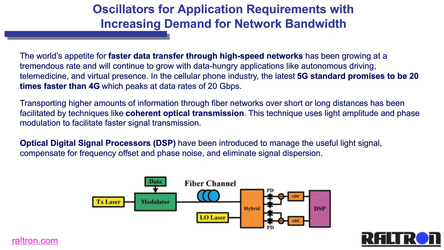Coherent optical transmission is being made possible by the use of optical digital signal processors. So what is happening when you transmit more information with higher speed through lines, you have more noise, you have frequency that is being offset, frequency that is varying, changing. There is phase noise, so there is unwanted noise that goes through the transmission lines. And there is also optical signal dispersion.